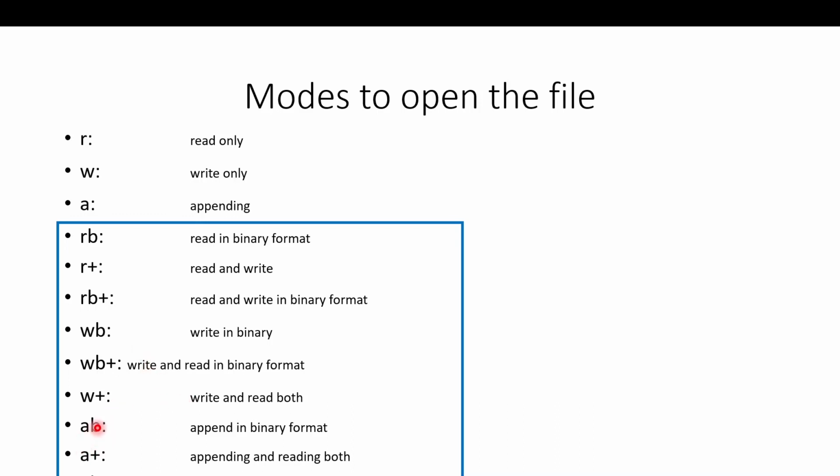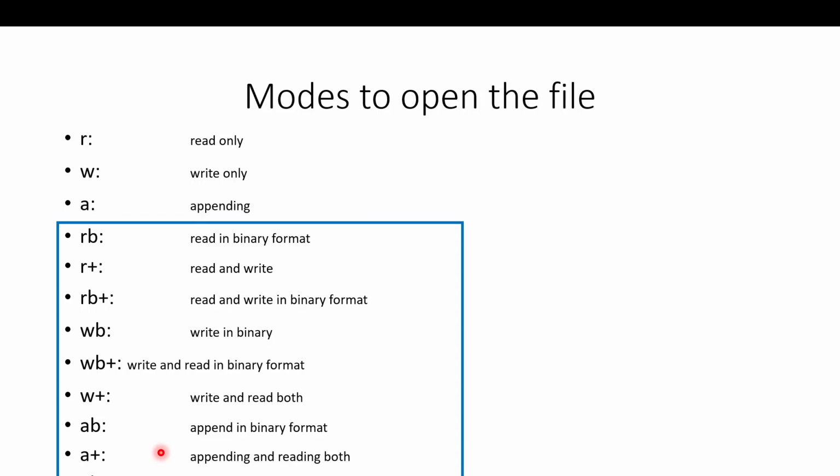Similarly with the append case, AB will append the data in binary format and A+ will be appending and reading both. And AB+ will be appending and reading both in binary format. So these are some modes we can use to open the file.